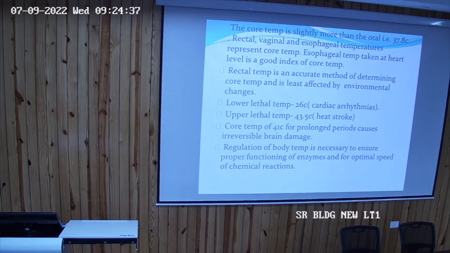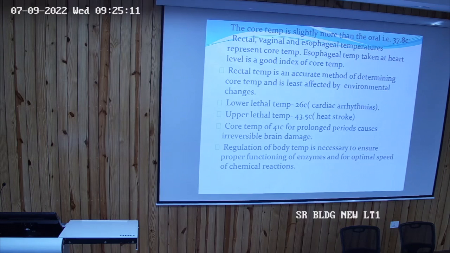You must have seen since childhood that whenever there is fever, the mother or the father, whoever is at home, generally looks to see that the temperature should not rise above 101. So we try as much as we can to reduce the temperature. First of all, where do we apply it? So we know the practical application but we don't know the cause. So core temperature of 41 degrees for a prolonged period results in irreversible brain damage.